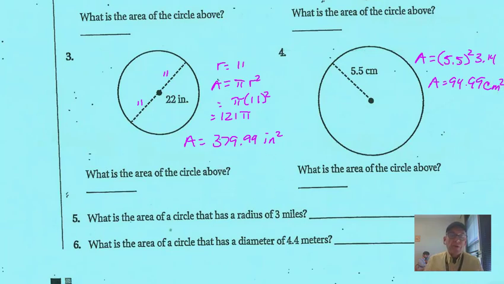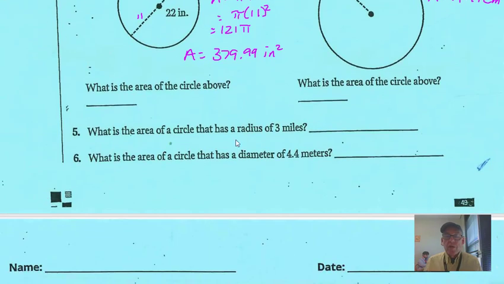Okay, let's look at number 5. What's the area of a circle that has a radius of 3 miles? If the radius is 3 miles, the area is going to be pi r squared. It's going to be 9 times pi. 3 squared is 9. And 9 times pi is 28.26 square miles. So area equals 28.26 miles squared.